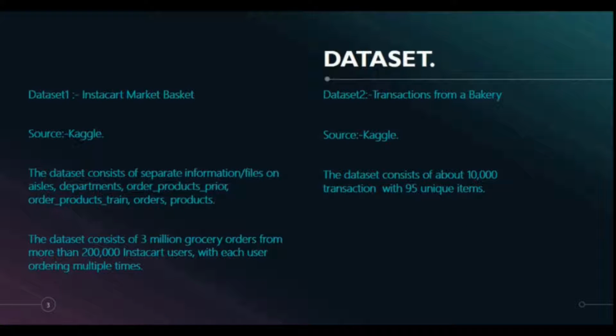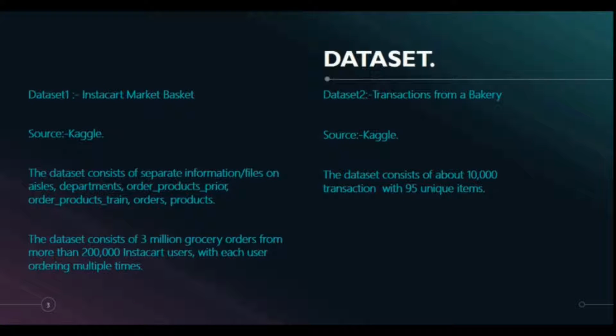Now, coming to the dataset. We have made use of the Instacart market basket data from Kaggle. Instacart is an American company that operates as a same-day grocery delivery service. Customers select groceries through a web application from various retailers, and the order is delivered to them by a personal shopper. This dataset was published by Instacart for a challenge posted on Kaggle. The dataset consists of separate files on aisles, departments, prior orders, and products.